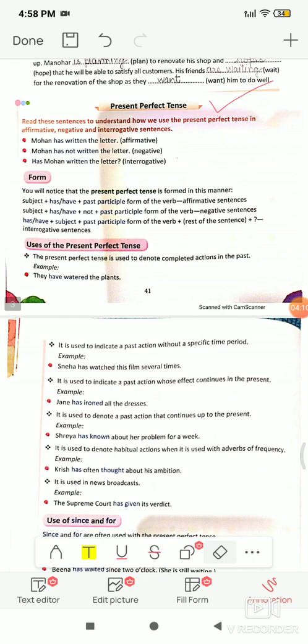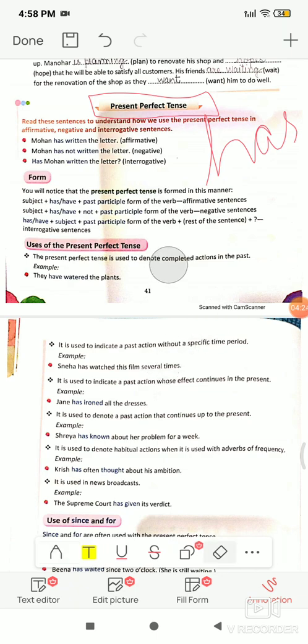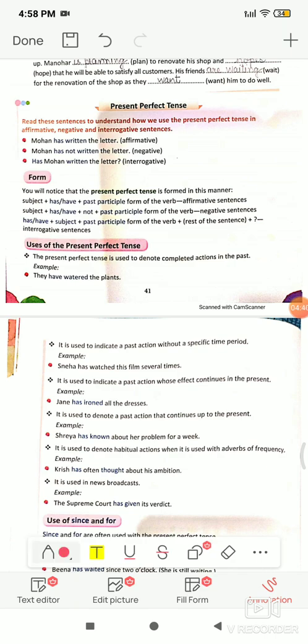Coming to present perfect tense. So let's see about present perfect tense. The identification of perfect is that it will have has and have, right? The sentences in the present perfect tense will be having has and have. Let us discuss the formula first. Subject plus has, have plus third form of verb.